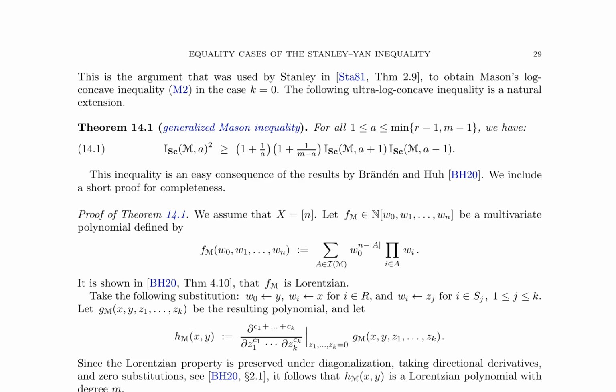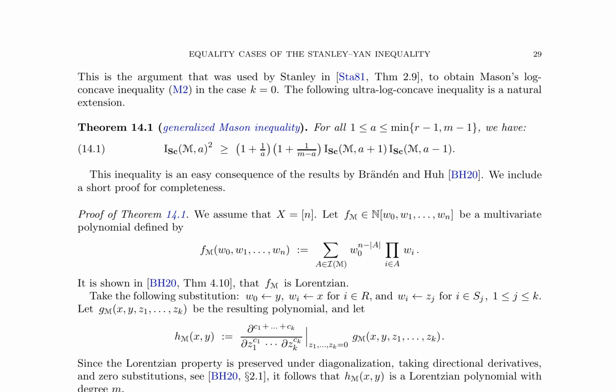In this paper, the authors delve into the realm of matroid theory, focusing on the Stanley-Yan inequality and its implications for combinatorial and computational complexity theory. They introduce a generalized Mason inequality, which is an extension of Mason's log-concave inequality, and demonstrate its connection to Lorentzian polynomials. The authors also discuss various open problems and conjectures related to matroid theory, including the computational complexity of equality cases for matroid inequalities and the potential extension of their results to other families of matroids.